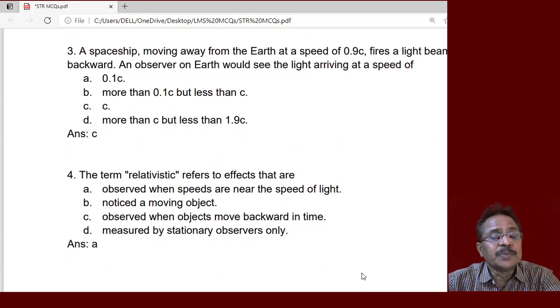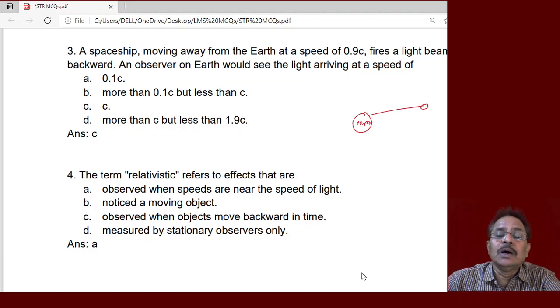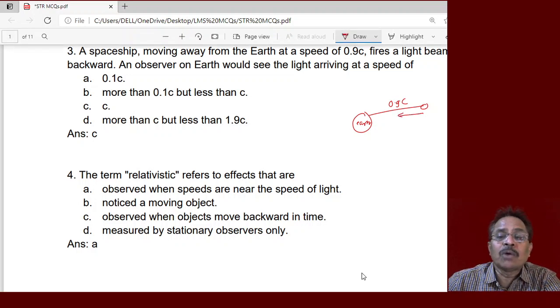Now question 3, a spaceship moving away from the earth at the speed of 0.9 c. If I draw this diagram, this is the earth and the spaceship is moving away from this earth with a speed of 0.9 c. It fires a light beam backward, which has velocity equal to c. An observer on earth would see the light arriving at a speed of, so this is the observer on the surface of earth, he will measure the speed of light which is arriving towards him from that particular spaceship.